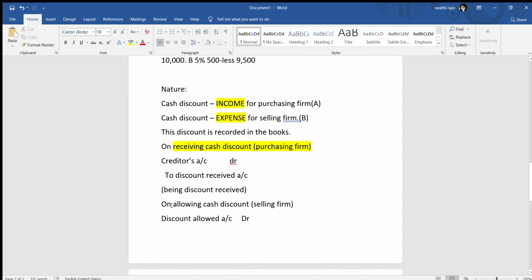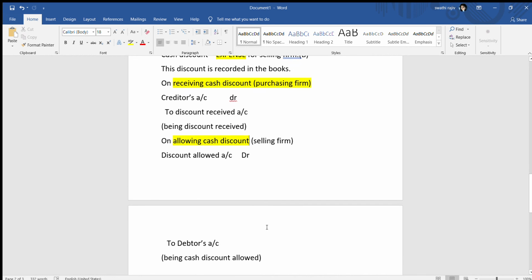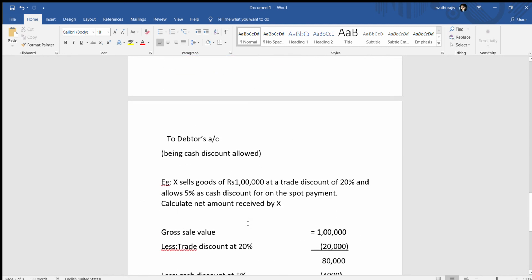Now, if you are allowing discount, what happens when you are allowing discount? That is, if you're selling something, it will be discount allowed to debtor. It is an expense for you. Expense is a nominal account, and nominal account says debit all expenses and losses, right? So discount allowed account debit to debtor's account, being cash discount allowed.